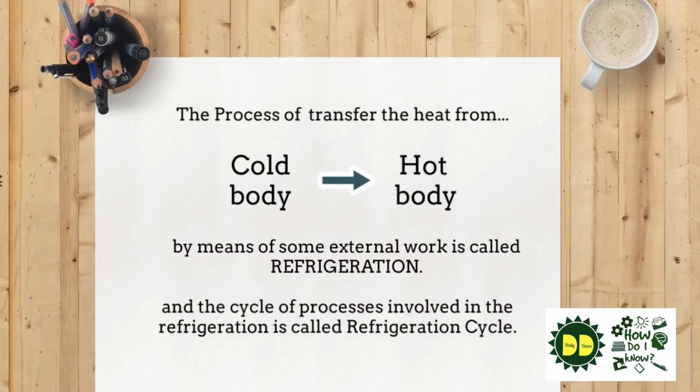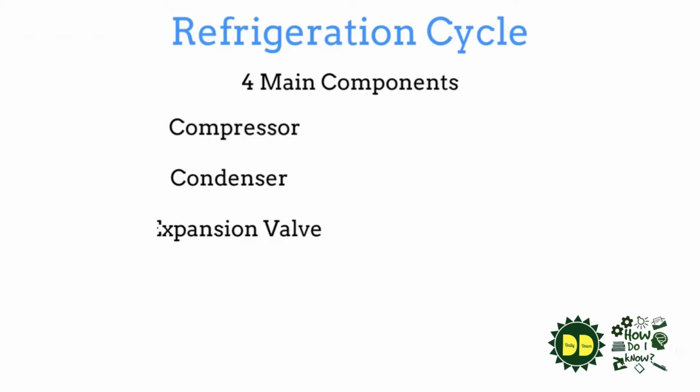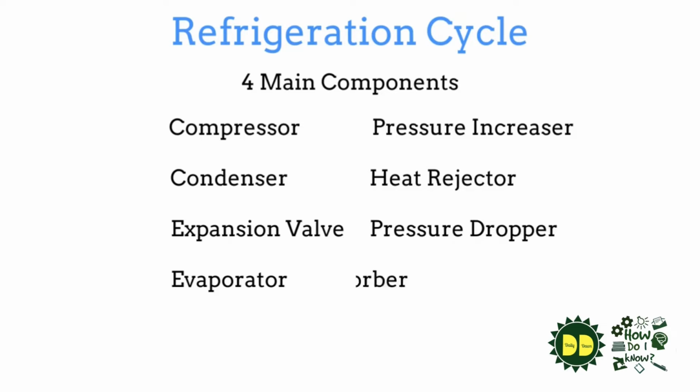Let's see the refrigeration cycle in detail. In the refrigeration cycle, there are four main components: compressor, condenser, expansion valve, and evaporator. In order to easily understand the function of these four components, memorize compressor as pressure increaser, condenser as heat rejector, expansion valve as pressure dropper, and evaporator as heat absorber.